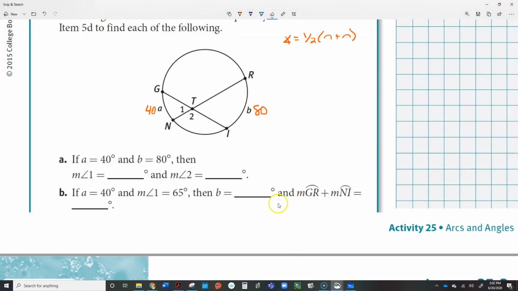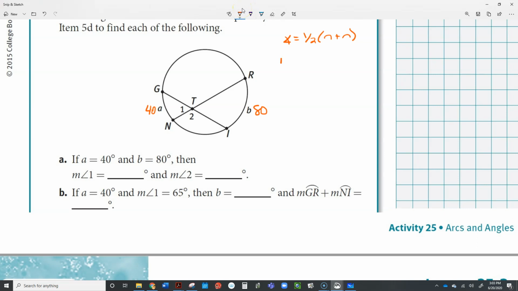This is number 10A. It gives us that arc, A right here, labeling arc GN. They tell us that's 40 degrees, and that the measure of B, which represents RI, is 80 degrees. Then they want us to find the measure of angle 1 and the measure of angle 2. Well, angle 1 is pretty obvious. We've got the formula right here: the angle is equal to half the sum of the arcs. So the angle we're trying to find is the measure of angle 1.